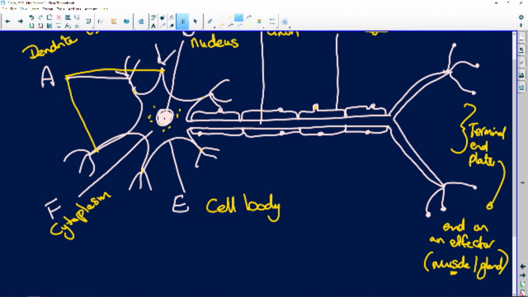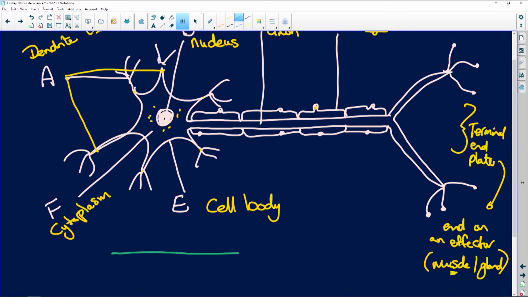Okay, because remember, these are multipolar neurons. They move away from the brain. So what I'm going to show you here, let's do another color. We say this is the direction of the impulse. Okay, impulse direction is from the cell body towards the terminal end plate. Always from the cell body all the way to the terminal end plate. Terminal end plate or terminal plate, depends on which textbook you're using.